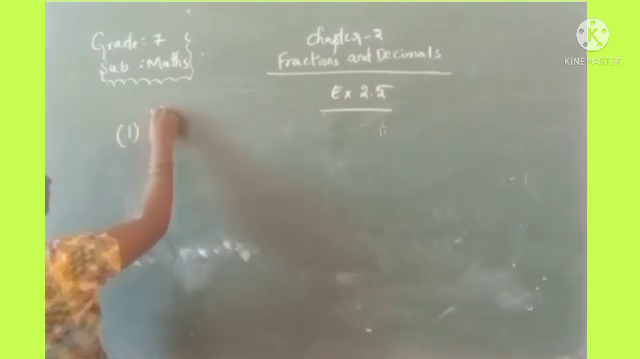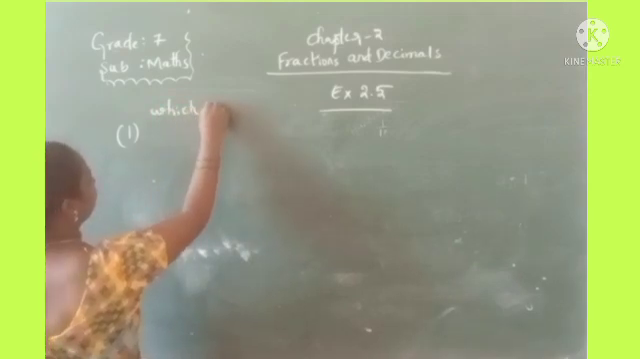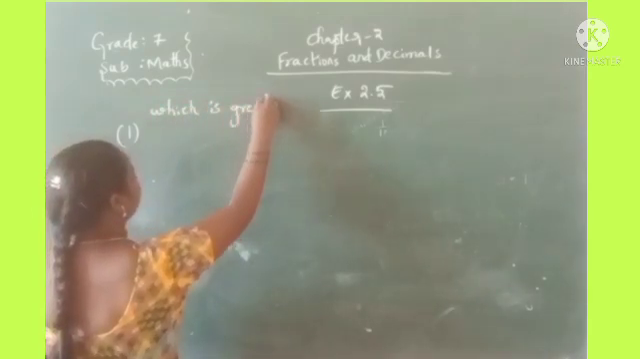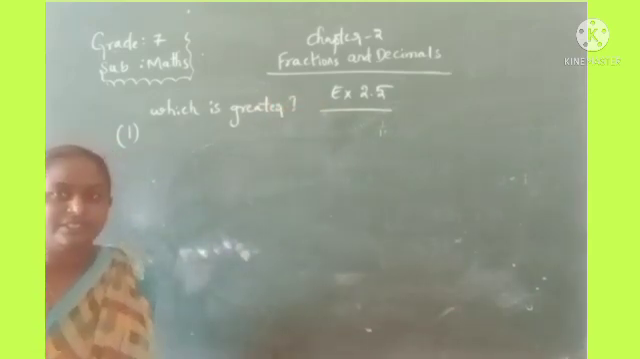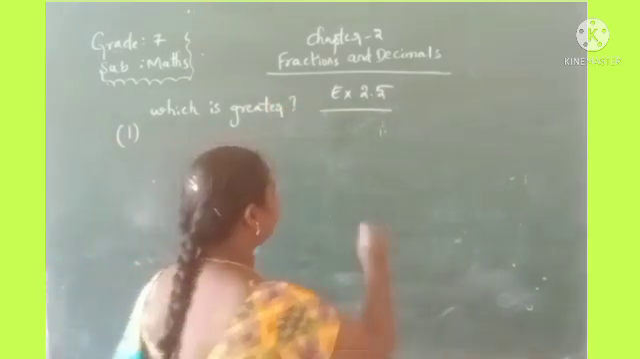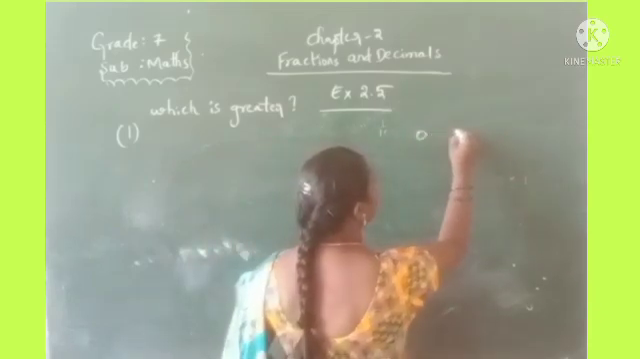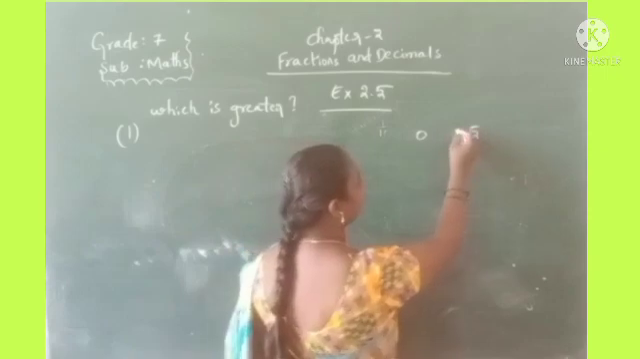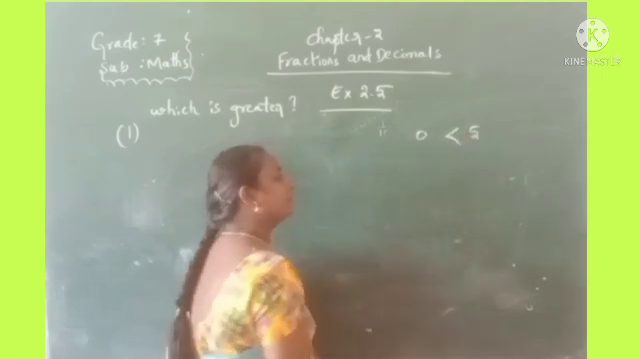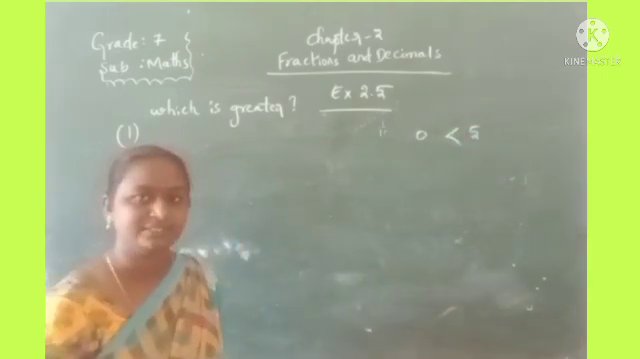First one, which is greater? Which is greater? See here, 0 and 5 is there. Which one is greater? Obviously 0 is less than 5. That means 5 is greater than 0.